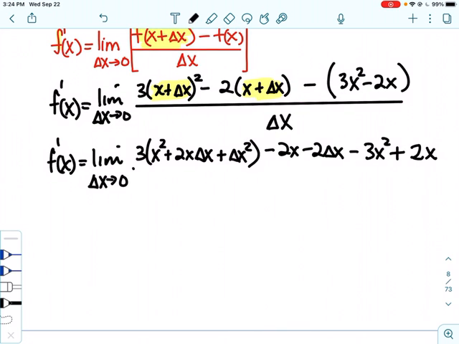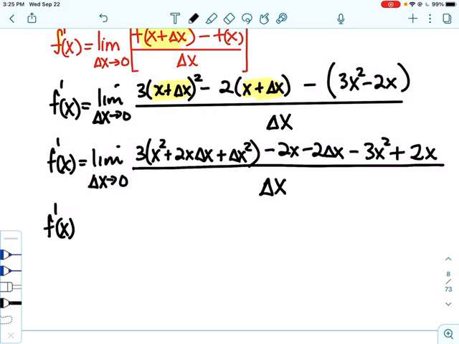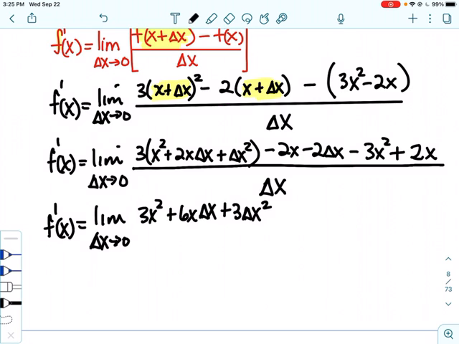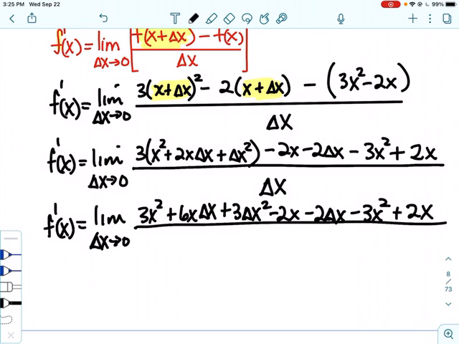Okay, and then let me draw a line, and don't forget we're taking the limit of a fraction here. I'm going to fix this up. I'm going to make that a 3x squared. Well, let's just write it over again. f prime of x is equal to the limit as delta x approaches 0 of 3x squared plus 6x delta x plus 3 delta x squared, and then I have minus 2x minus 2 delta x minus 3x squared plus 2x, and then that's all over delta x. So distributing the 3 to the 3 terms, x squared plus 2x delta x plus delta x squared.